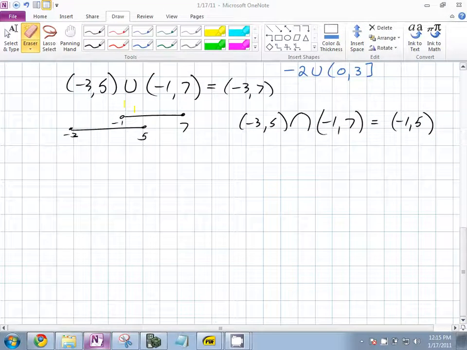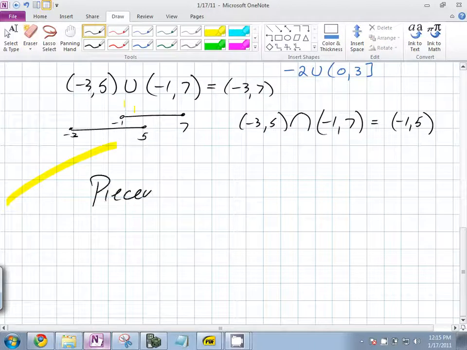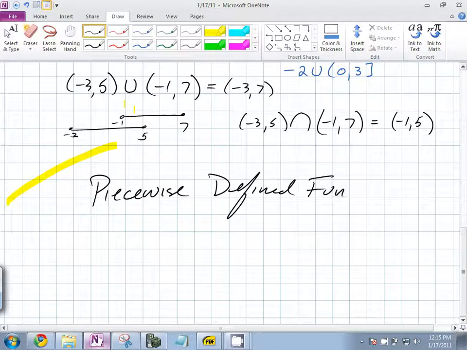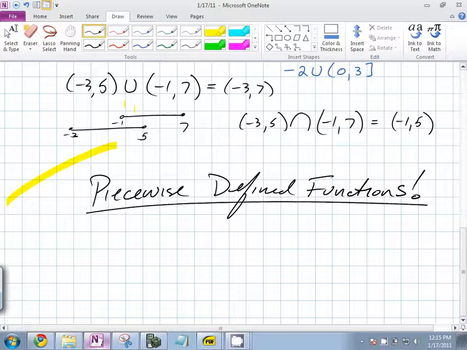Piecewise defined functions. We've already talked about them a bit. Can someone give me what they think is the simplest definition of a piecewise defined function, the simplest thing they can think of? What is a piecewise defined function? What's the definition of a piecewise defined function?